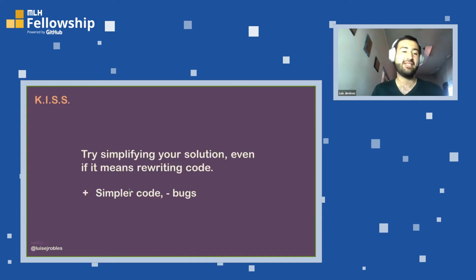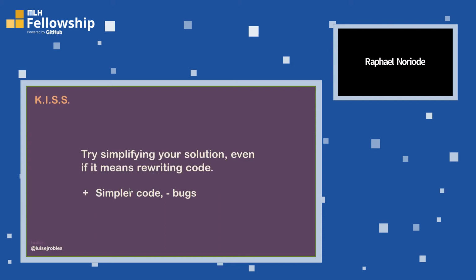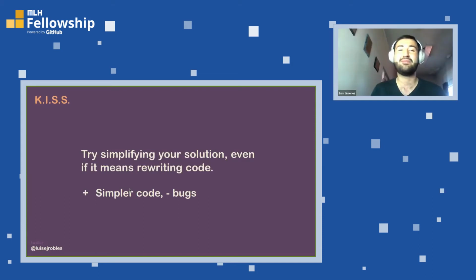So KISS is about this. It's about simpler code and fewer bugs. KISS stands for Keep It Simple, Stupid. You can find more about it on Google, right? But this is some of the essential things about programming. Just make things simpler, readable, and easier for others to code, right?